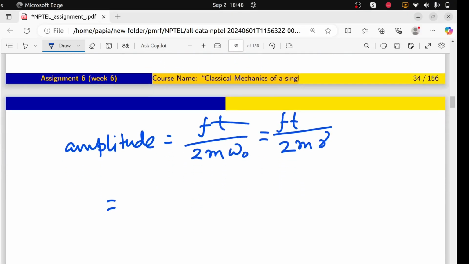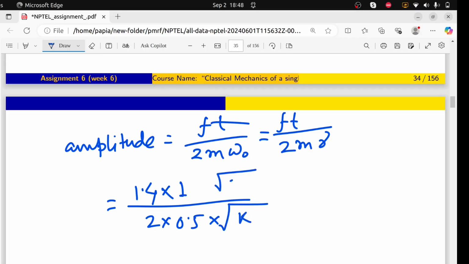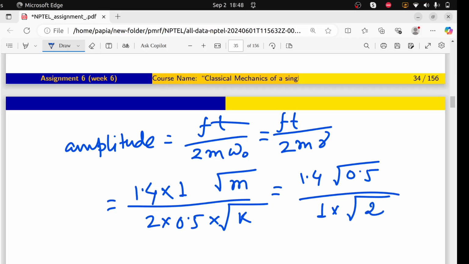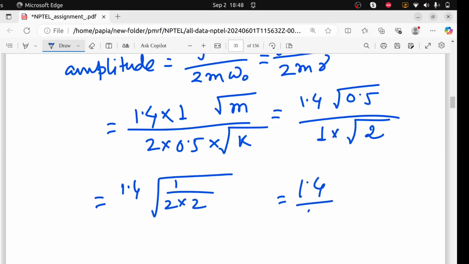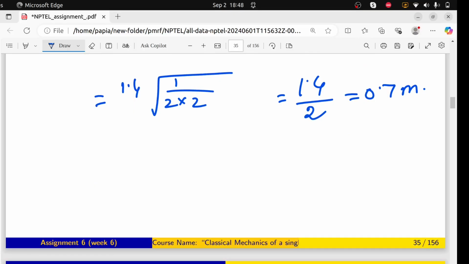It can also be written as F is 1.4, t is 1, divided by 2 into 0.5 into root over k root over m. So it is 1.4 root over 0.5 divided by 2 into 0.5 is 1, into root over k. K is what? K is given as 2. Yes, 2. So it is 1.4 into root over 0.5 into 2. So 1.4 divided by 2, which is 0.7 meter. Okay, so this is the amplitude at resonance.